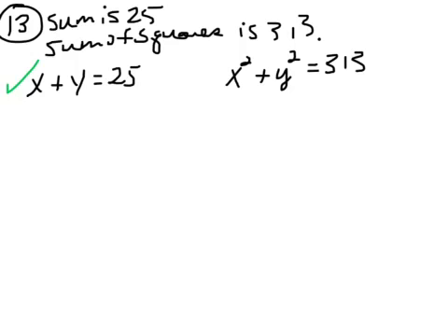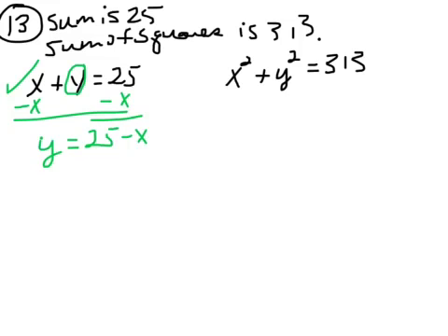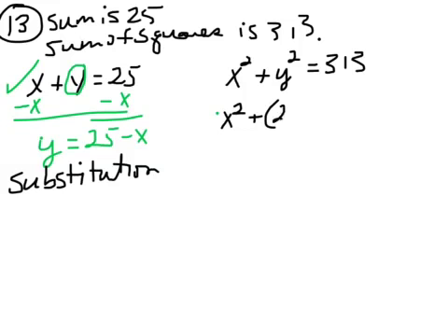So I'm going to solve for y. I'm going to move the x to the other side, and I'm going to get y equals 25 minus x. So what I can do now is use that idea of substitution, which we talked about earlier this year. x squared plus (25 minus x) squared is equal to 313.